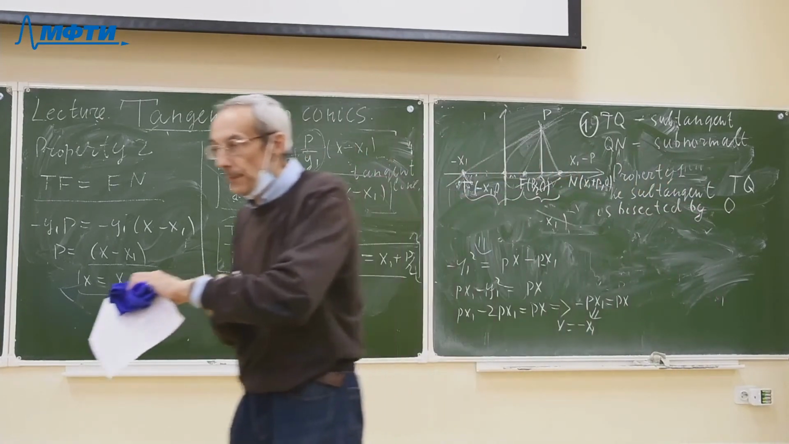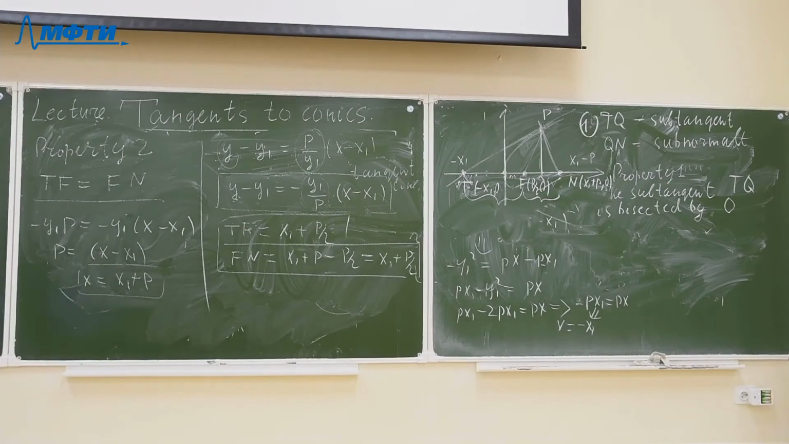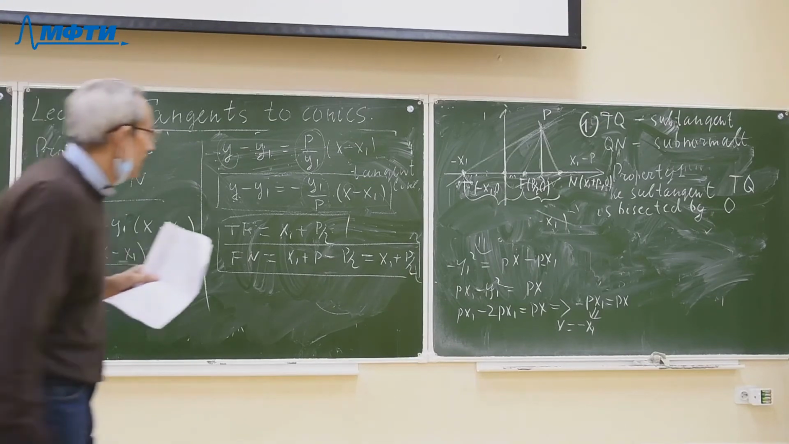Any questions? Yes. In property 1, we proved x equals minus x1, and then in property 2, we proved x equals x1 plus p. I think there's a mistake.